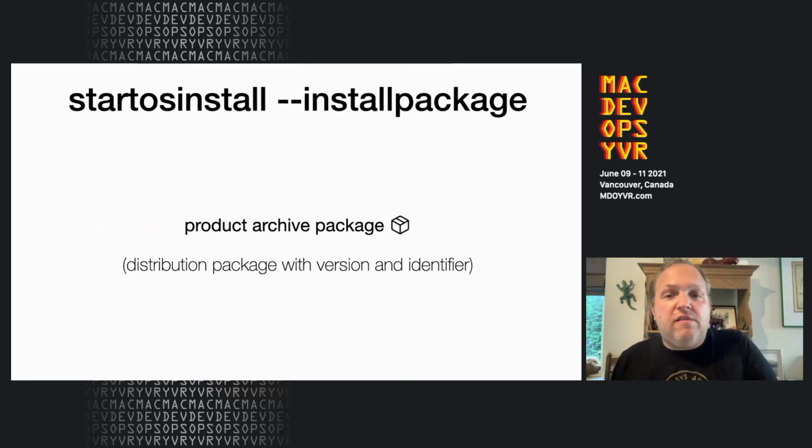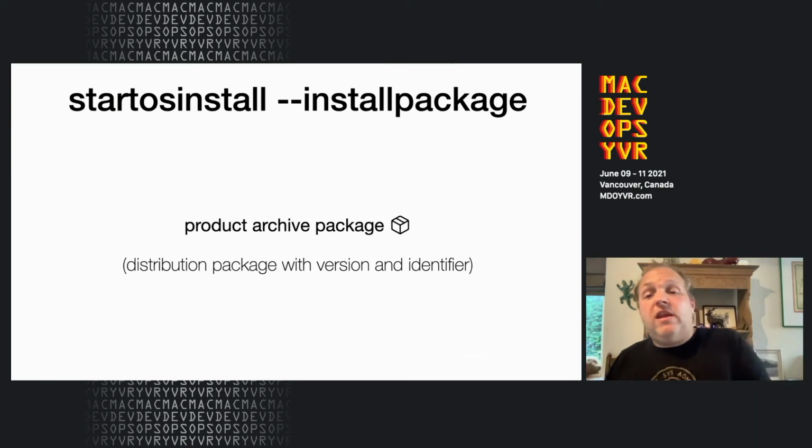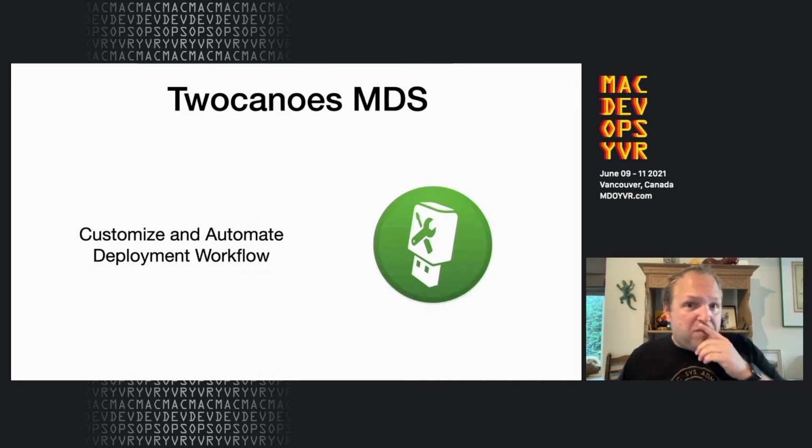Packages you add to StartOS install have to be product archives. Don't ask me why. Just a component package won't do, just a distribution package won't do. It has to be a distribution package with a version and identifier set. They don't have to be signed or notarized. Also, if you're doing these kinds of return to service workflows, I recommend looking at Twocanoes' MDS, and Tim Perfitt presented or demoed it yesterday.